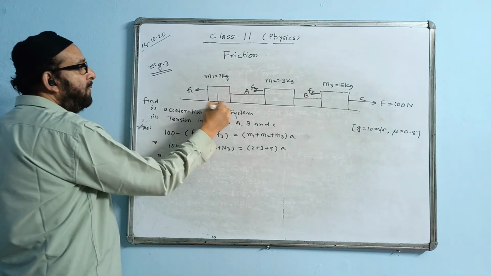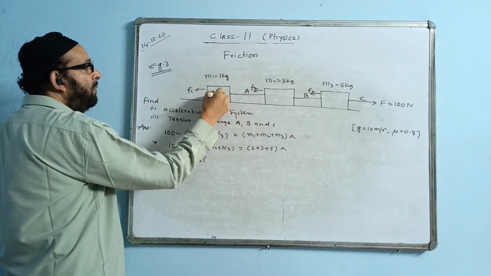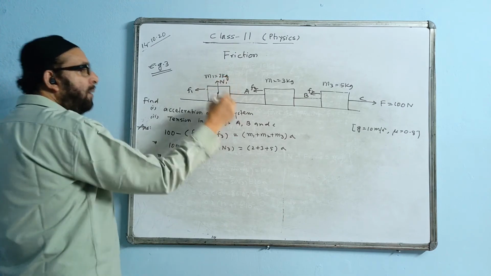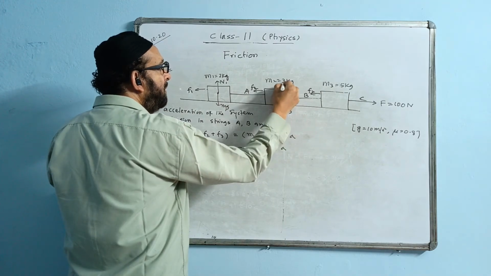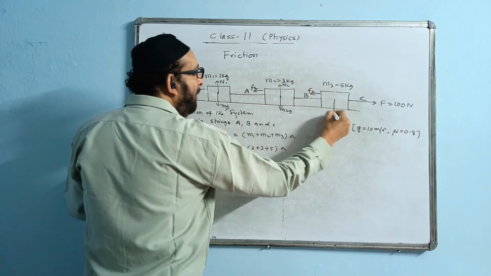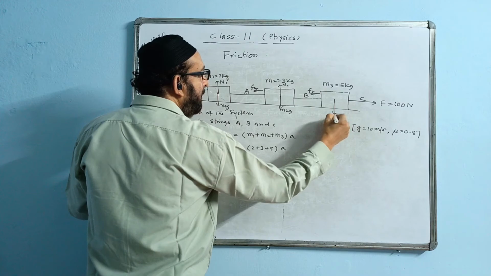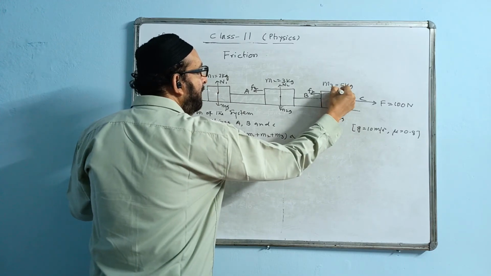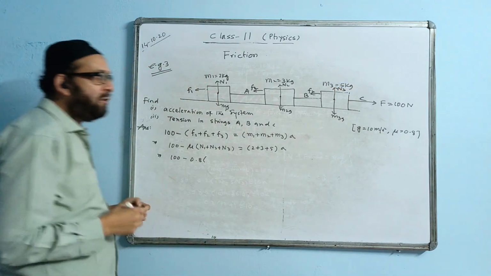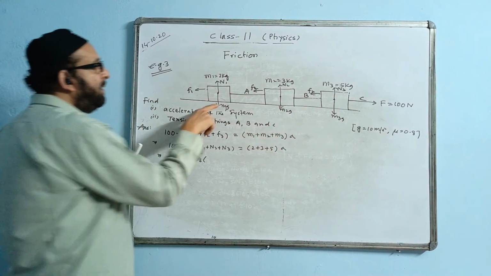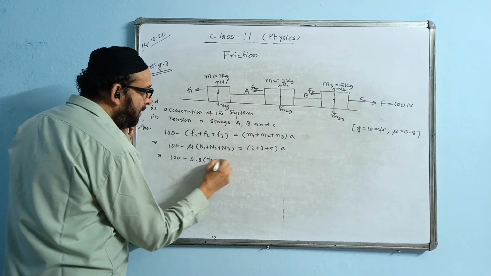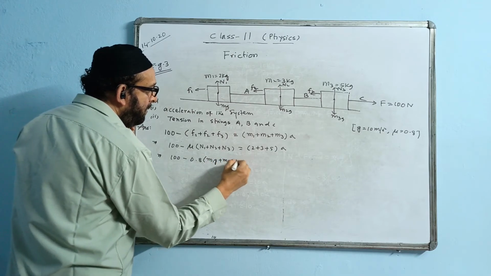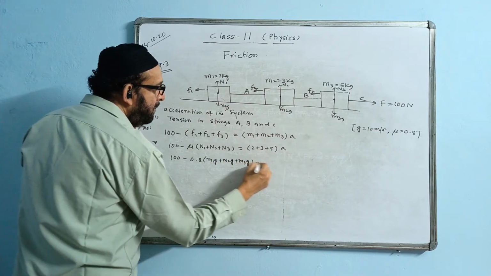The normal reaction of this block, M1g, acts here. Normal reaction N1 acts upward, and M2g acts here, with normal reaction N2 acting here. M3g acts here, and normal reaction N3 acts in the upward direction. That means here we can add N1, N2, N3, which equals M1g, M2g, M3g.